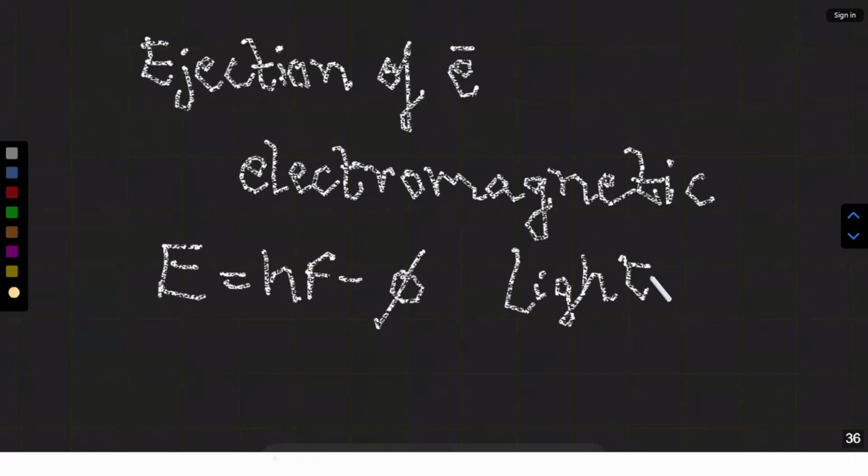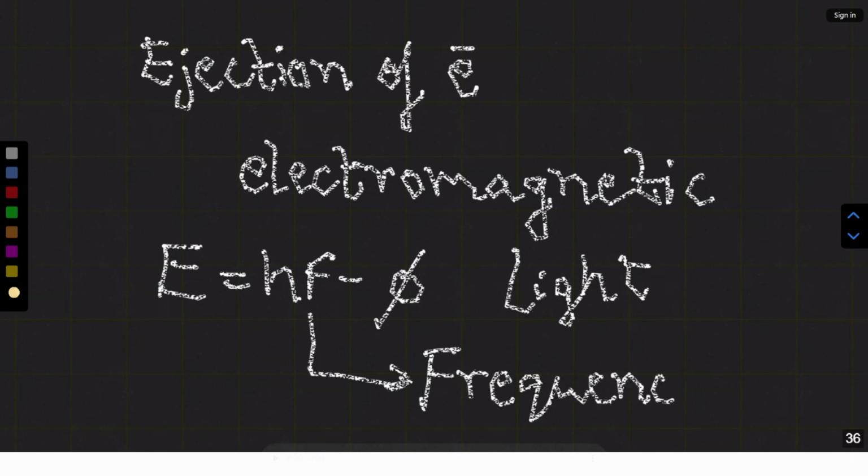h is Planck's constant. f is the frequency of incident light, and φ is the work function of the material. We know that, right? So the kinetic energy of the emitted photoelectrons is directly proportional to the frequency of the incident light. We can tell that. There are a few terms related to the photoelectric effect that we have to keep in mind.